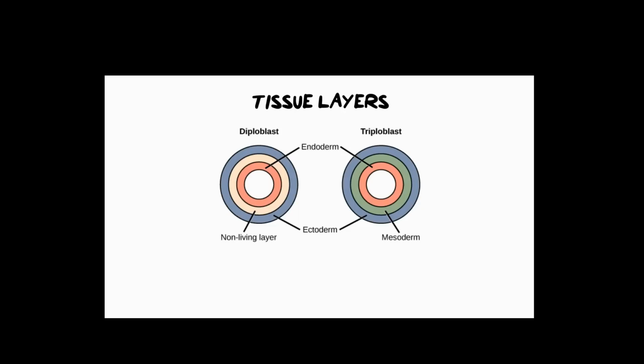And besides sponges, sponges are the only ones who don't have either diploblasts or triploblasts. They're just cell layers, so they don't actually have any tissues. The rest fall into one of these two other categories.